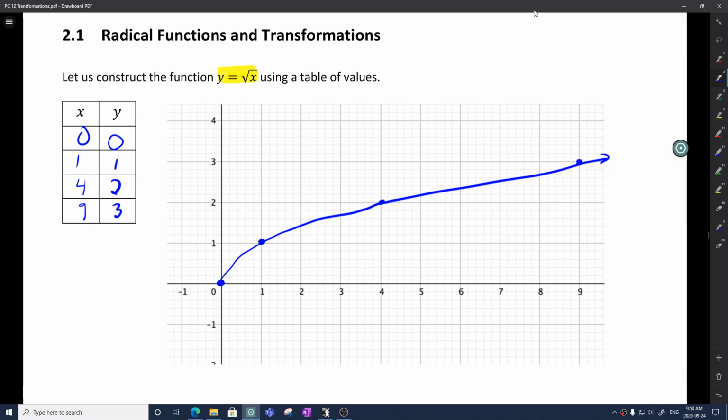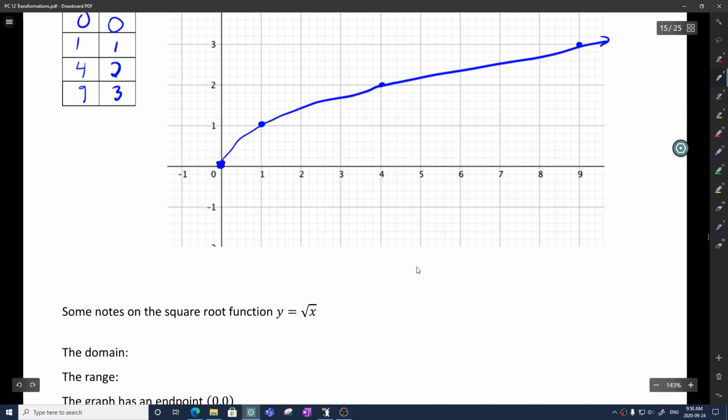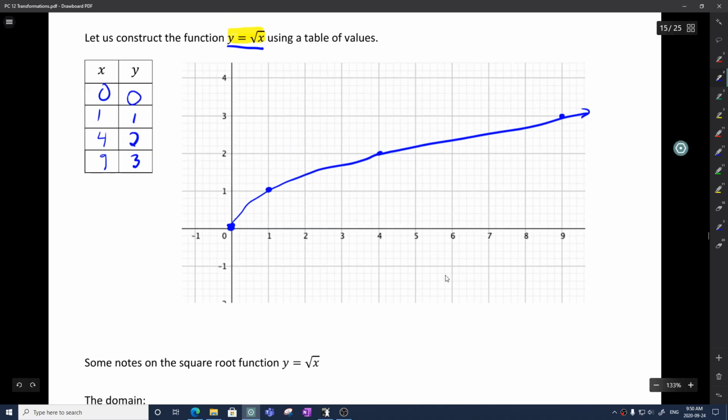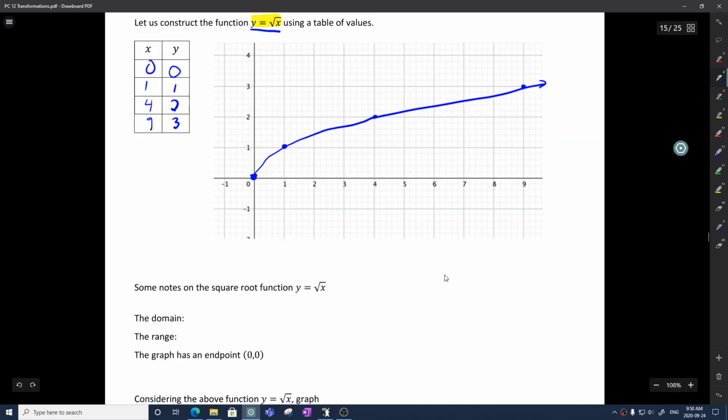An important note, you may be wondering, why did it start here? Well, this boils down to the equation. If x is negative, you cannot take the square root of a negative number in the real number set. So really, let's make some notes about this. I'm just going to zoom out a bit now that I have this nice picture.